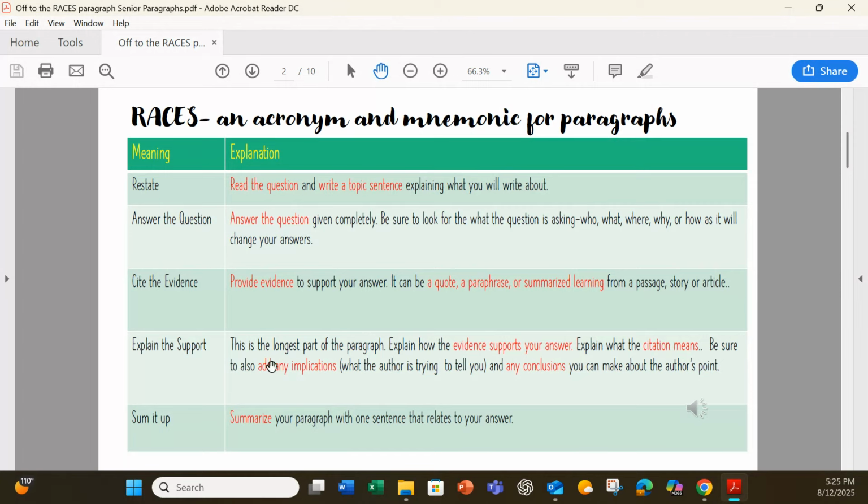Finally, you need to add implications. What is that author really trying to say? What is that author hinting at? And then you can add any conclusions you make about the author's point. Now, after you explain your support, you're not finished. Every paragraph must have a conclusion. And in the acronym RACES, that stands for sum it up. You have to summarize your paragraph with one sentence that relates to that answer that you gave up here.